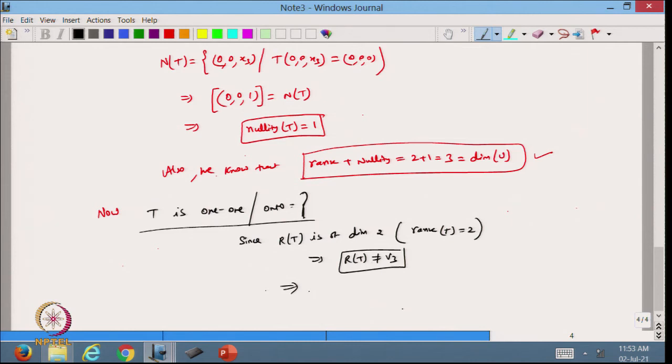So, from here I can say that my transformation T is not onto, because there are a few elements in V3 which do not have a pre-image in U, because my range space is just this element. So, from here I can say that my T is not onto.